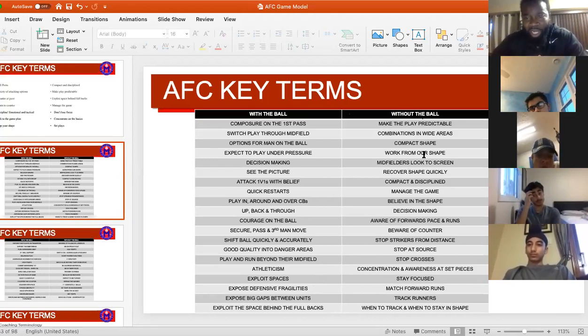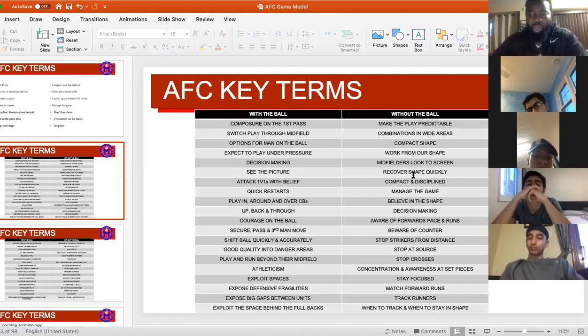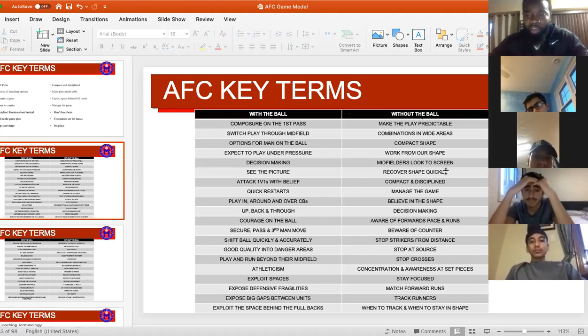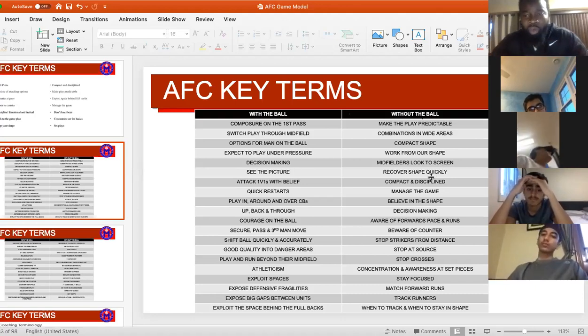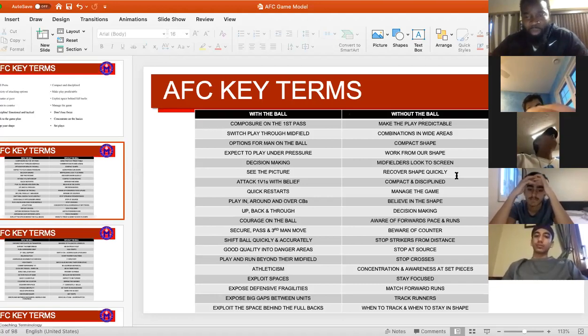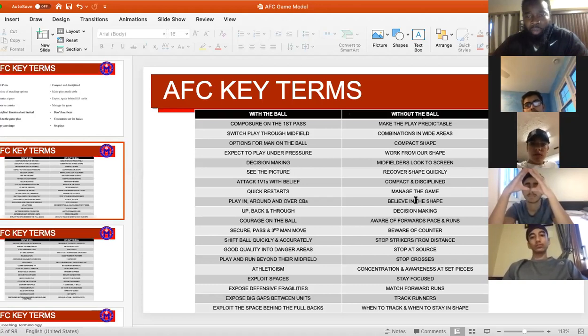So we say attack them, work from their shape, right? So midfielder look to screen. So now if my attacking player is attacking, I want my midfielder to screen the play like a basketball screen. Recover your shape quickly. So if you overlap, you get back to your shape quickly. Compact and discipline. All right? Manage the game. Believe in the shape. You got to believe in the shape that you're in.